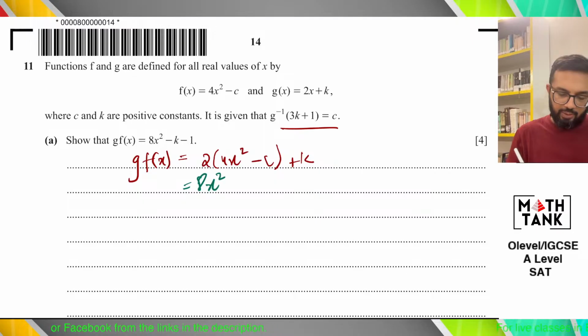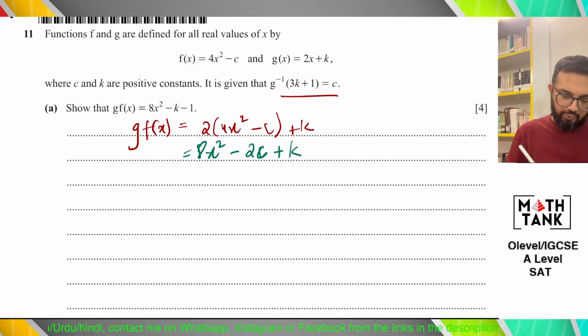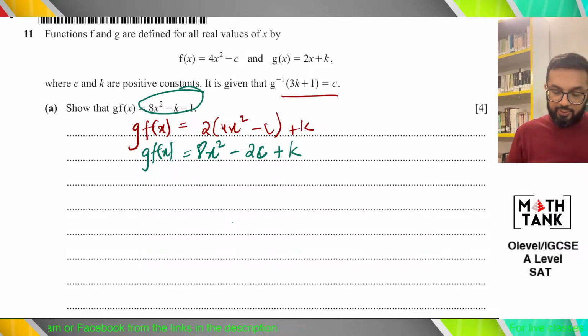I have 8x squared minus 2c plus k. So that's gf of x. So gf of x is this. Okay, I had to prove that this is equal to this. So this is not the case.